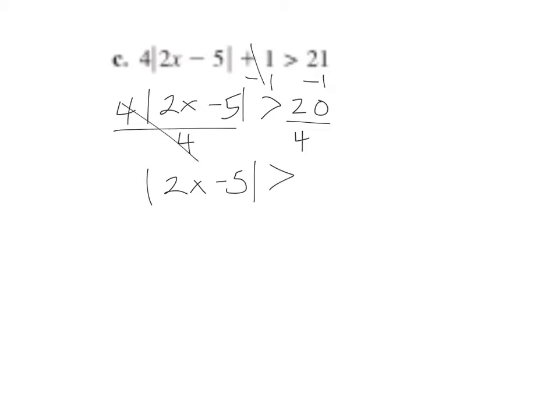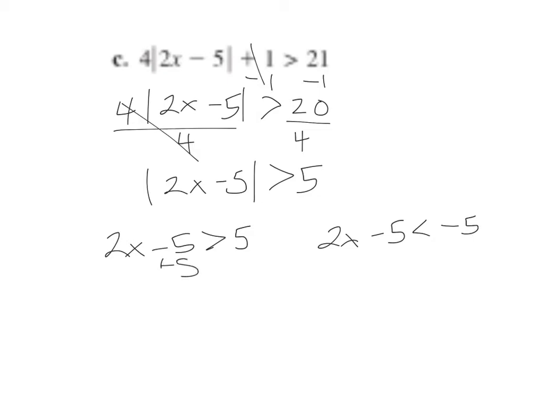is greater than 5. Then we'd split it into 2x minus 5 is greater than 5, and 2x minus 5 is less than negative 5. I'd add 5 here, add 5 on this side. I'd get 2x greater than 10, and then divide both sides by 2. X I have greater than 5.